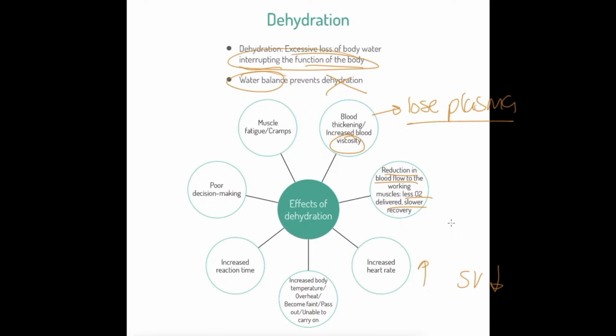Link back to your paper one stuff. We get hotter as a result. We feel faint, we pass out, we can't carry on. Problems. Our reaction time increases. Notice this is bad. Oh, increase, that's good, right? No, this means we slow down. So we can't make decisions. We can't respond quickly enough. Our decision making becomes poor. We make lots of mistakes when we're dehydrated.